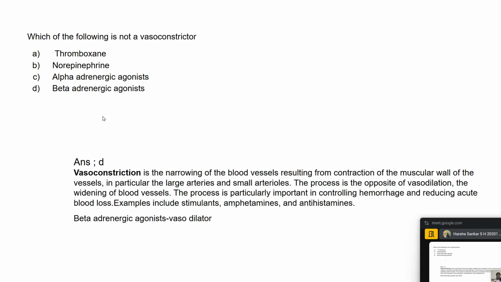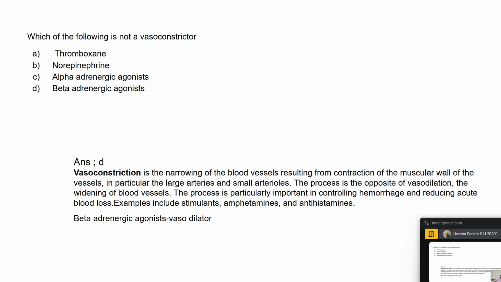All others are vasoconstrictors. So what is vasoconstriction? It means if you are taking it, the blood vessels will get narrowed, resulting from the contraction of the muscular wall of the vessel, in particular the large arteries and small arterioles. This process is the opposite of vasodilation. Dilation means widening of the blood vessel. The process is particularly important in controlling hemorrhage and reducing blood loss. Examples include stimulants, amphetamines, and antihistamines.